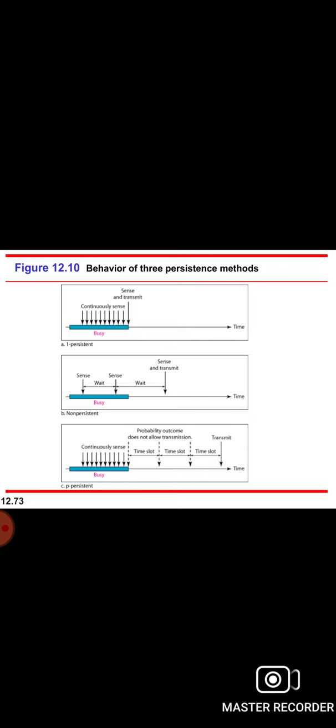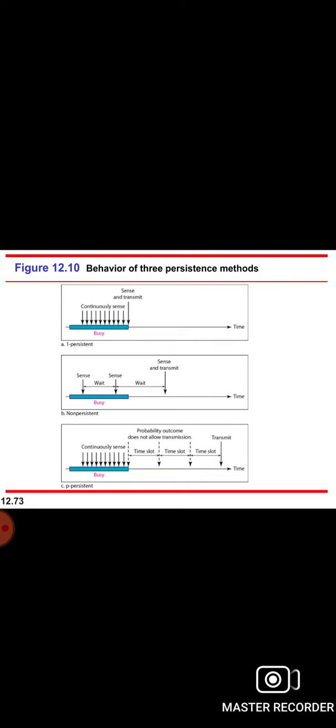In the non-persistent method, a station that has a frame to send senses the line, and if the line is idle, it sends immediately. If the line is not idle, it waits for a random amount of time and then senses the line again. The non-persistent approach reduces the chance of collision because it is unlikely that two or more stations will wait the same amount of time and retry to send simultaneously. However, this method reduces the efficiency of the network because the medium remains idle when there may be stations with frames to send.